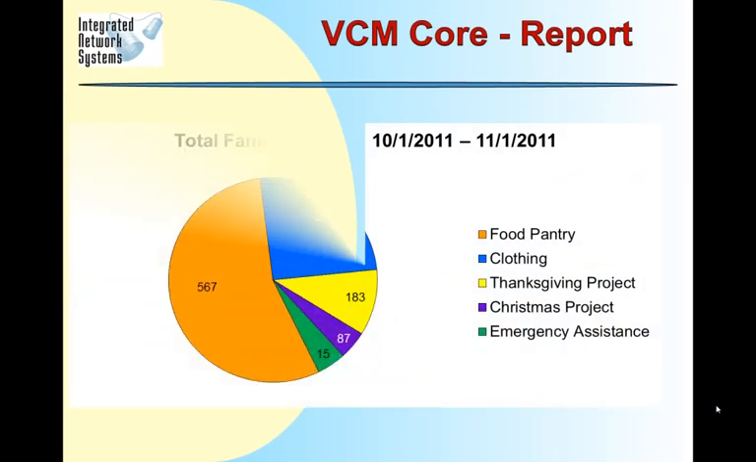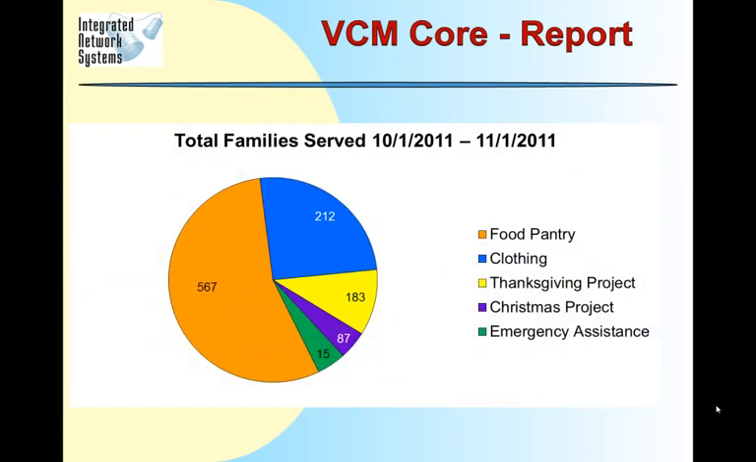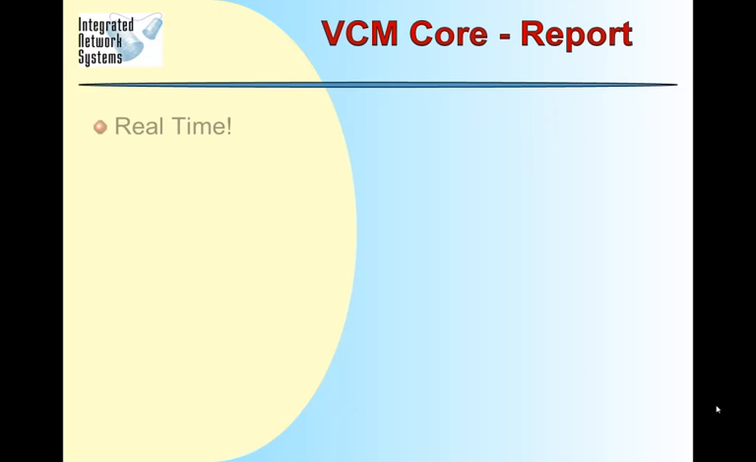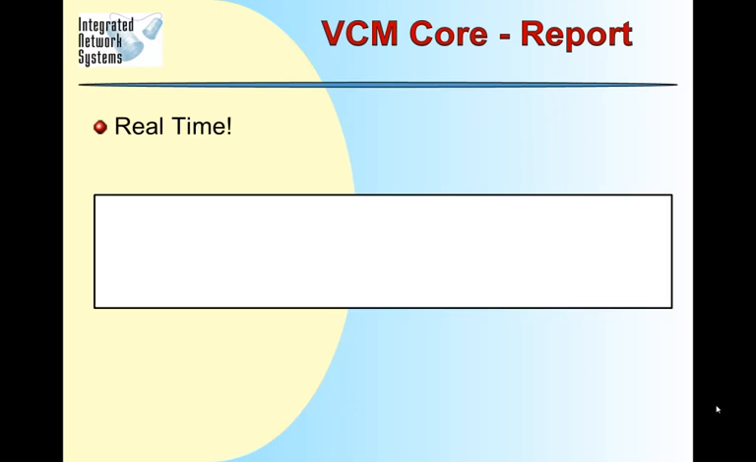Now we're going to look at the reporting function of the VCM Core. The reporting function has become the most popular function used by agencies across the country. The reason that the reporting function is popular is because of the real-time reporting it provides. Have you ever been asked for a report right away? They needed it yesterday? Well, the nice thing about the VCM Core is it gives you real-time reporting.